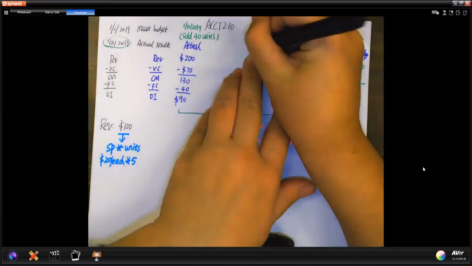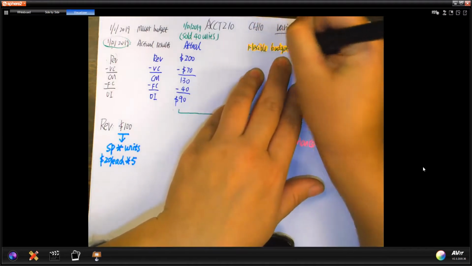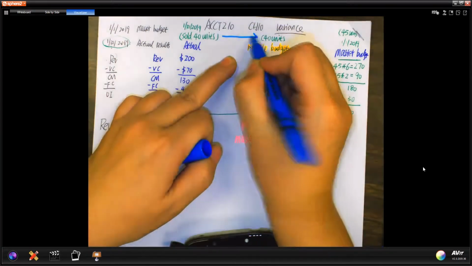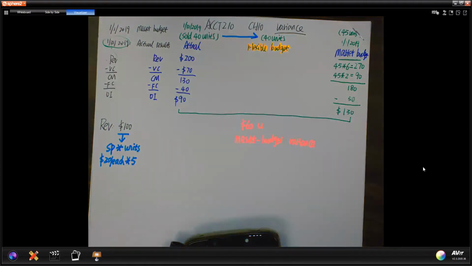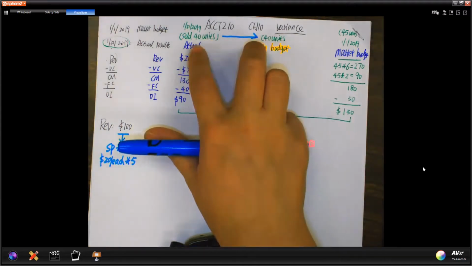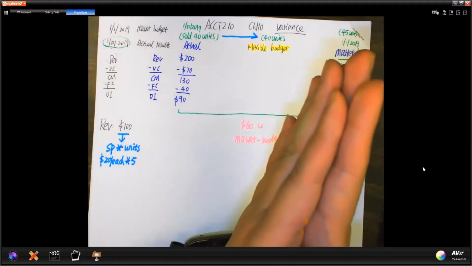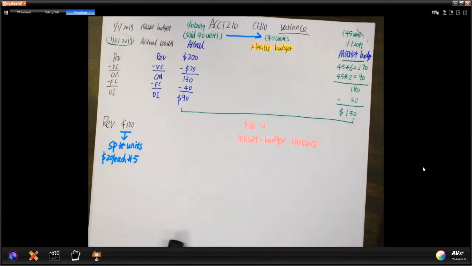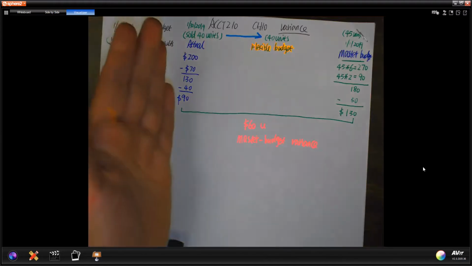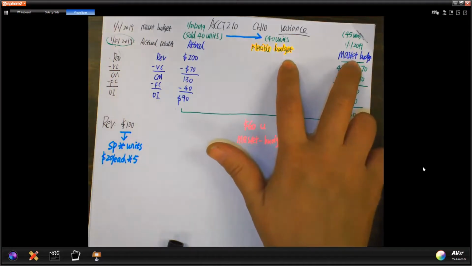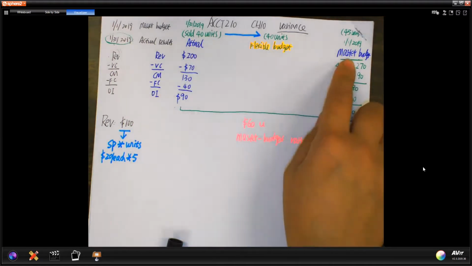So this flexible budget is based on these 40 units. It carries the 40 units from our actual, and we ask what our revenue should have been if we sold 40 units. The flexible budget is a combination of your actual and your master budget: you use your actual units, but you use your budget price.